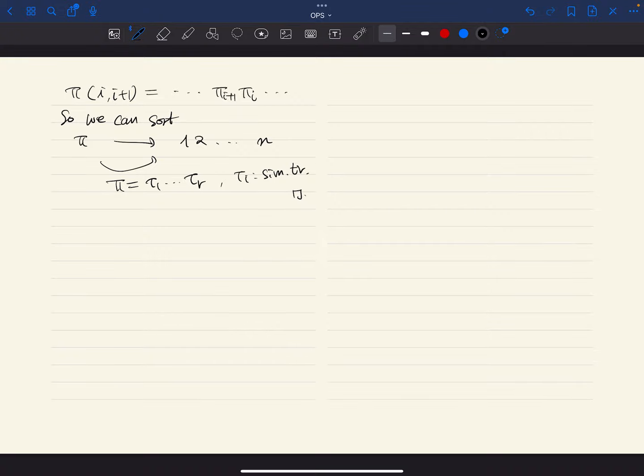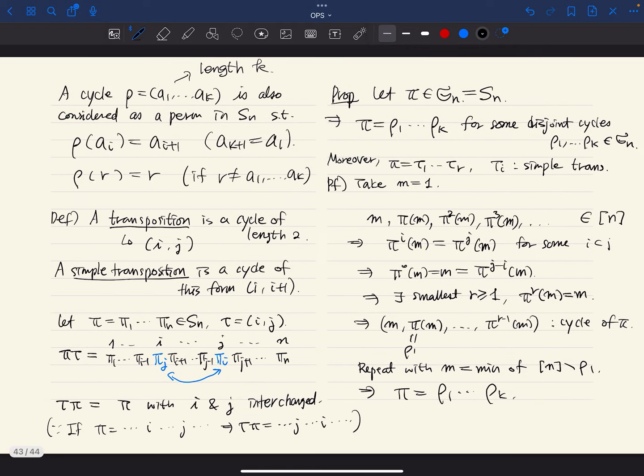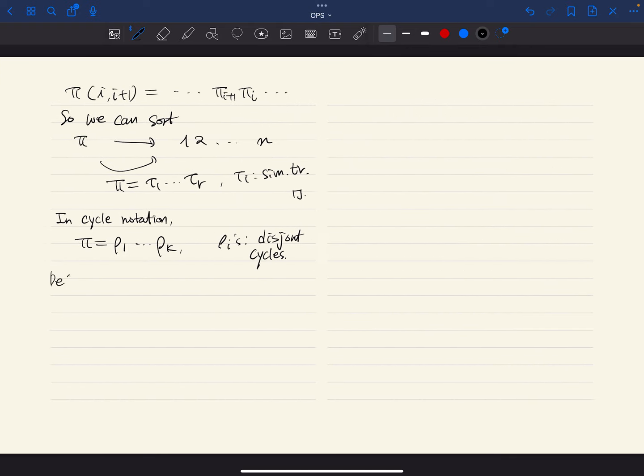And because of this proposition, we can always write a permutation as a product of disjoint cycles. So we call it the cycle notation. In cycle notation, we write pi as rho 1 dot, dot, dot, rho k, where the rho i's are disjoint cycles. Did I write the number of cycles? Oh no. Let me define it here. The number of cycles of pi is the number of all cycles in pi.